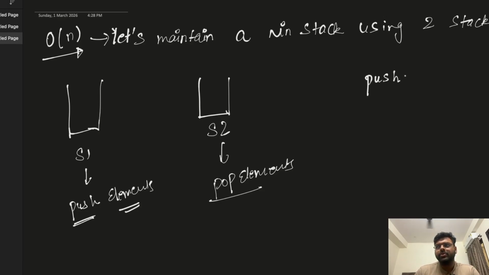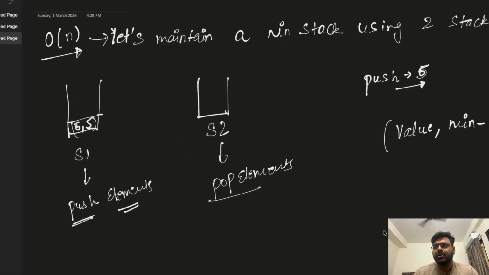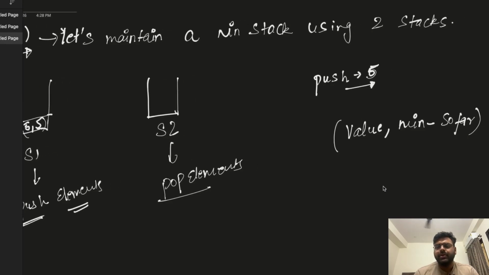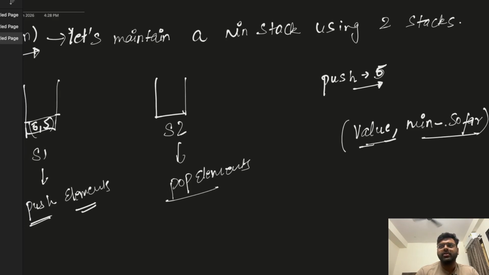Let's suppose we are using push 5. Okay, we are using push 5. So push is done on this particular stack, so the initial element would be 5, 5. What we will be storing is the value, comma, minimum so far. This is how an element of the stack would actually look. So we would be pushing the elements as value, comma, minimum so far, right?